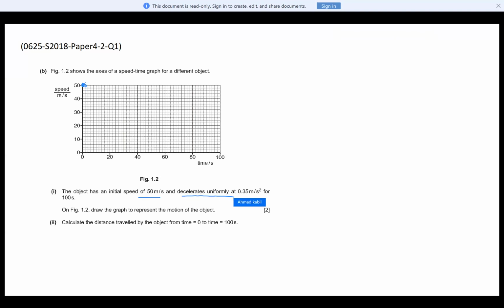Decelerates uniformly. This tells us that the slope has two properties. It's negative because it decelerates, so the acceleration is negative, and it's constant. So that tells us that this is a straight line, not a curve. So we want to draw a constant line moving downwards, of course, downsloping. And we want to get the final speed, of course. So how do we get the final speed?